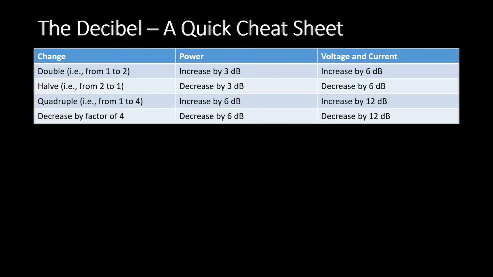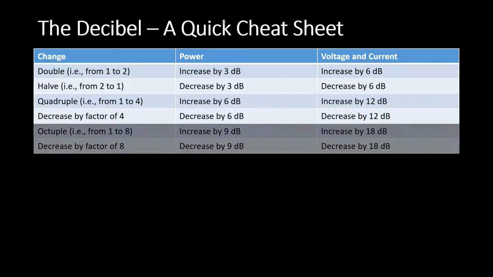If we quadruple, or multiply by 4, we basically multiply by 2, that goes up 3 decibels, and then 2 again is another 3. So 3 plus 3 is 6. And likewise, if we decrease by a factor of 4, we cut it in half, and then we cut it in half a second time, and that results in a decrease of 6 decibels. And of course, the voltage and the current numbers are always the power value just doubled, because we're multiplying in the equation by 20 instead of by 10.